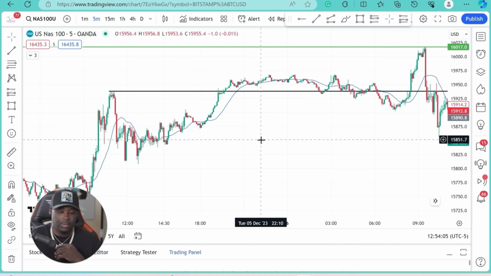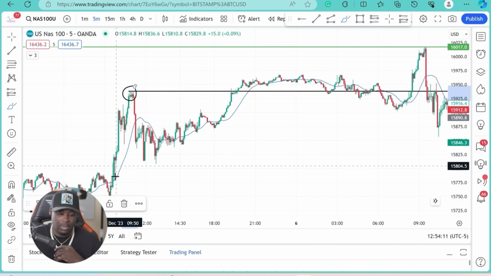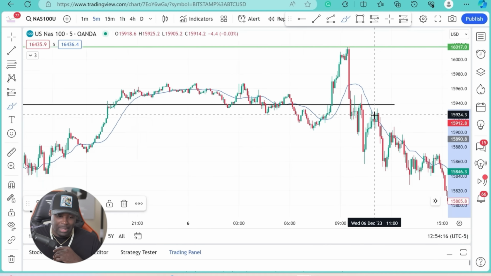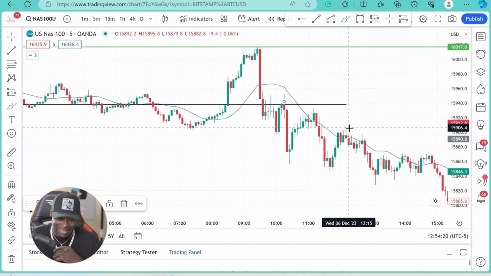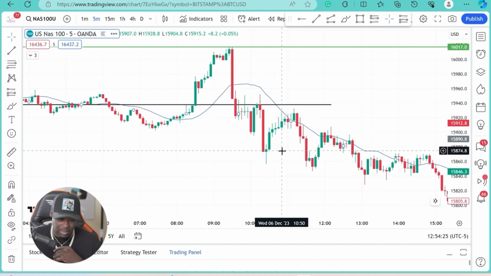Okay, so right here we have an obvious resistance because the market came up and slammed right back down. Okay, so we know that this is a level right here. Now notice how the market came back to that level right there and it slammed down. This is basically supply right here, right? We have aggressive selling to the downside.